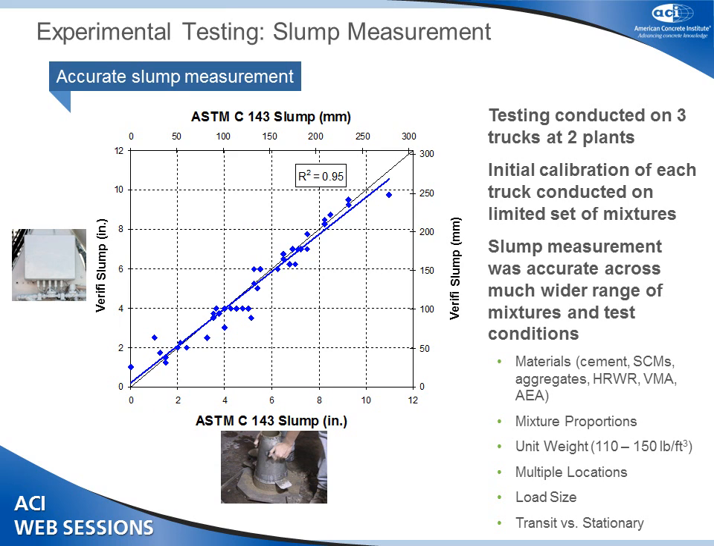Let me show you some data. So first of all, is the slump measurement accurate? So here's data comparing the ASTM slump measured with the cone to the slump measured with the automated system, and you can see high correlation between the two slumps, an R-squared of 0.95. And this data that's shown here was actually from 3 different trucks at 2 plants. So this wasn't just one truck. These are different trucks, different plants, different materials.